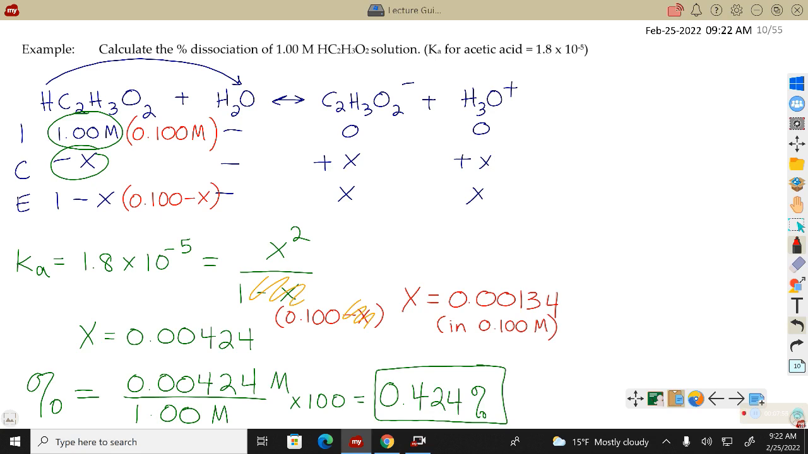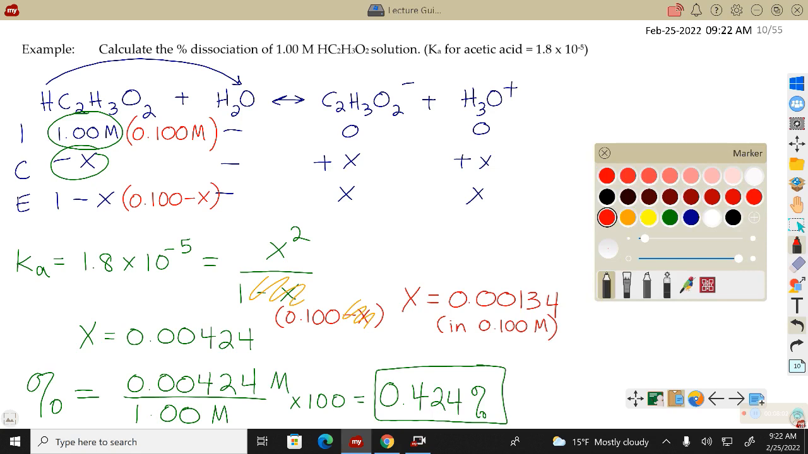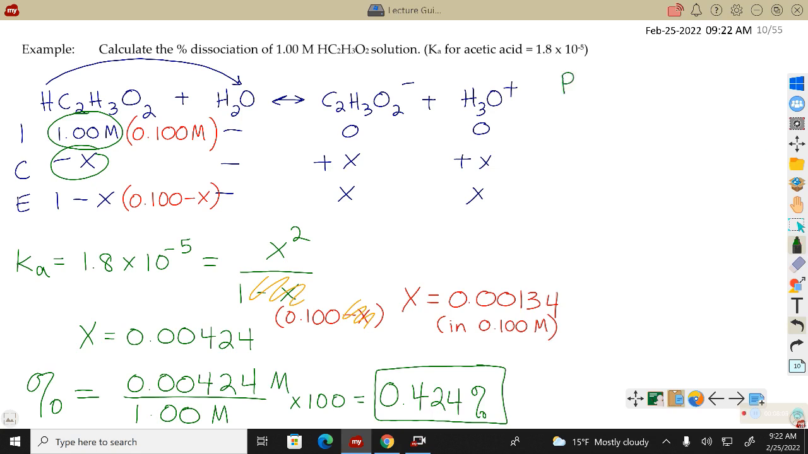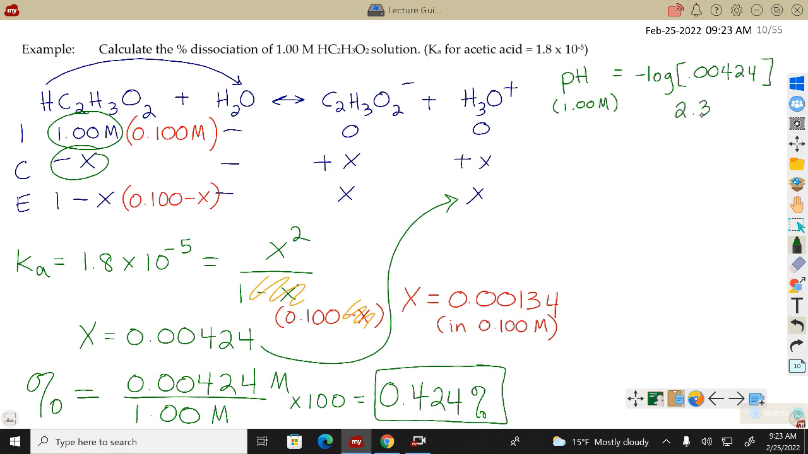I bet this would make sense too while I'm thinking about it. What if I were to do the pH? Whoa, let's get crazy and calculate the pH. Let's say I do the pH in the 1 molar solution. And so X is the concentration of hydronium. So I go opposite log of 0.00424, and I would get a pH of 2.37.